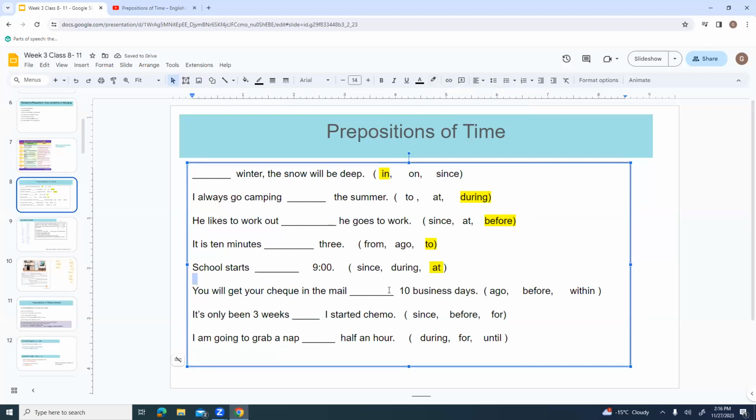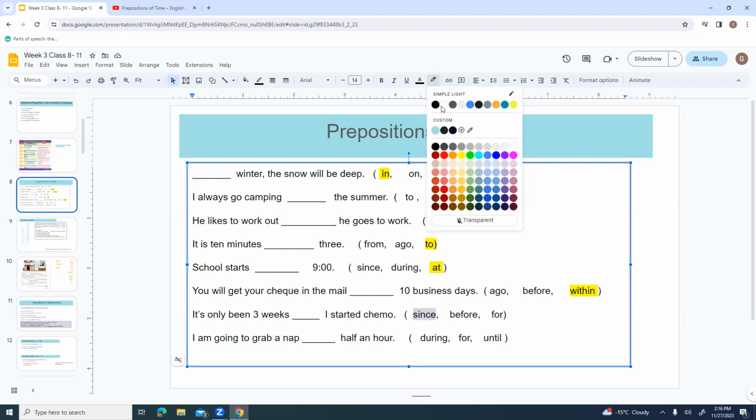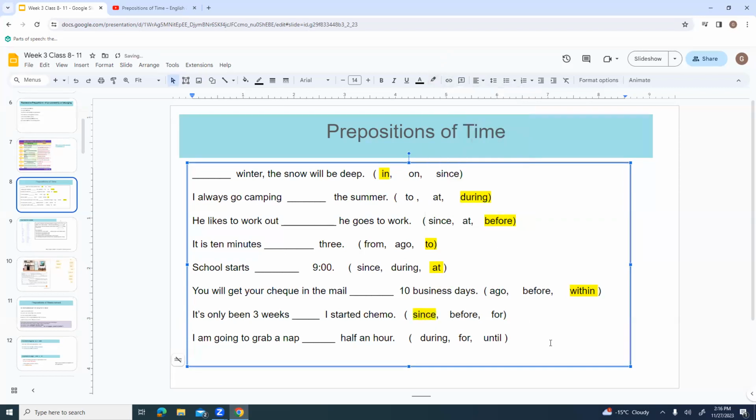You will get your check in the mail blank 10 business days. Ago 10 business days, before 10 business days, within. They're giving you a time frame, which should happen within 10 business days. It's only been 3 weeks since I started chemo, before I started chemo, 4. Now here, since makes sense. Hard to explain why, but it does.